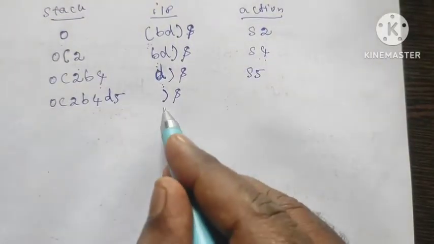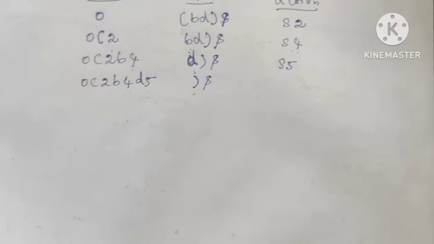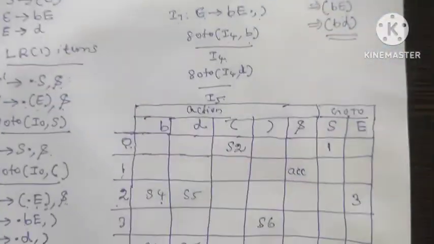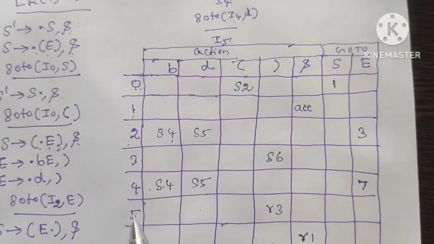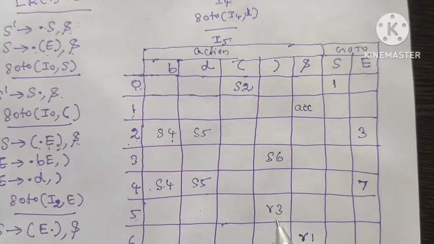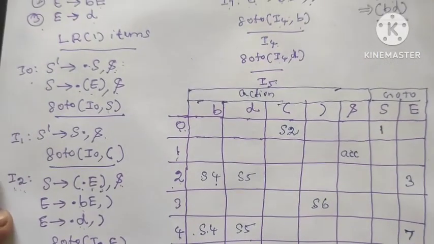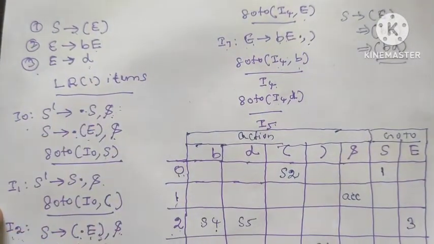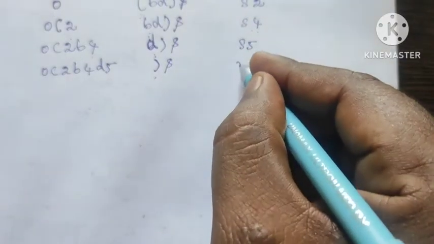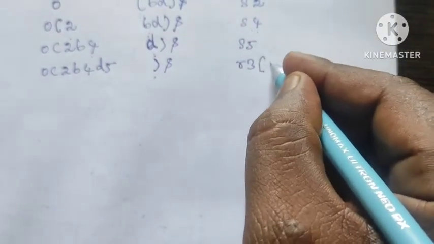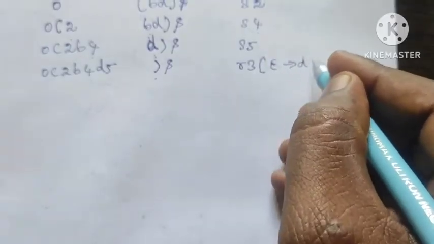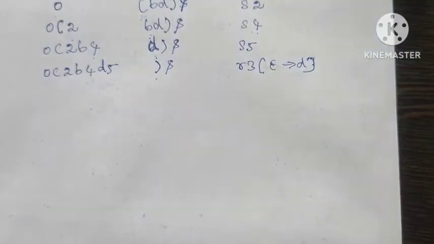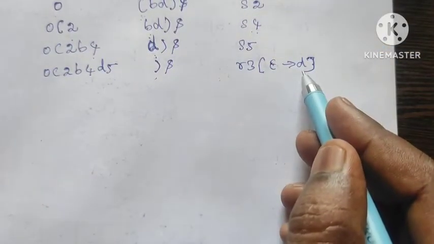5 and close brackets, it is R3. Now this is called a reduce operation. R3 means it is production number 3. Production number 3 is E tends to D. So now you write it as R3, the production is E tends to D.